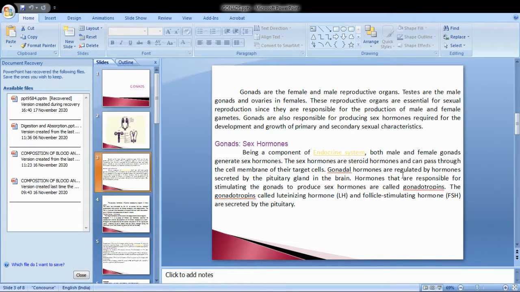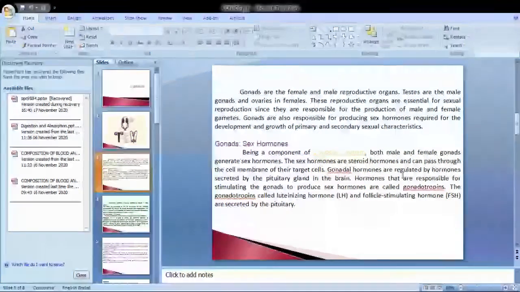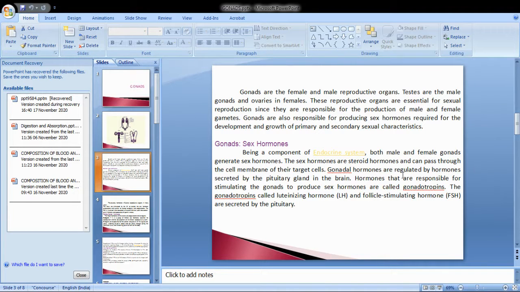Gonadal hormones are regulated by hormones secreted by the pituitary gland in the brain. As I discussed earlier and showed in the diagrammatic representation, the pituitary gland in the brain regulates these gonads.